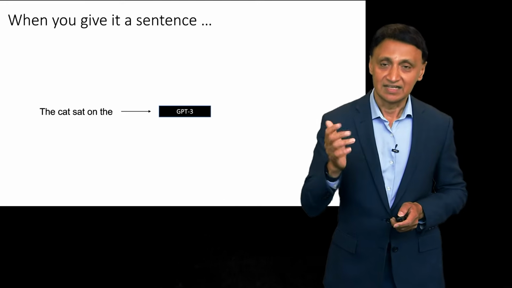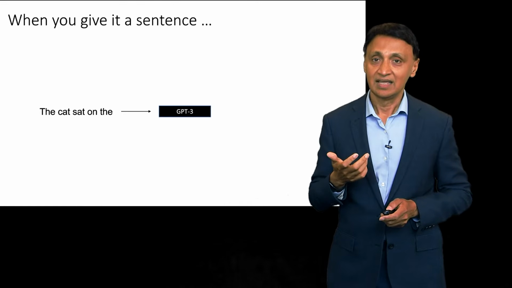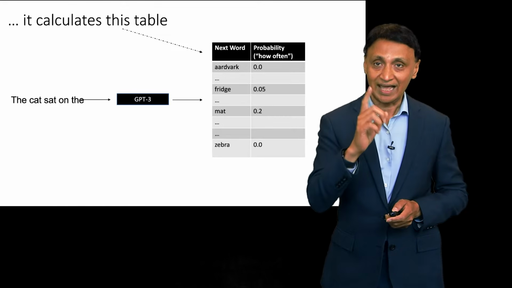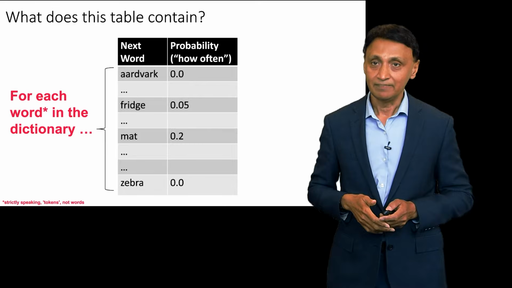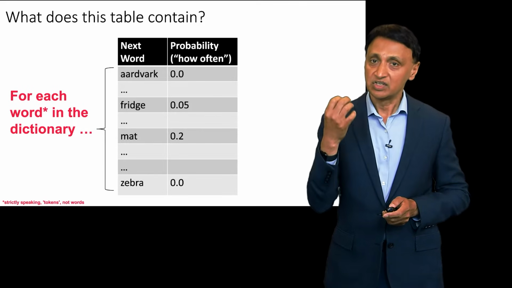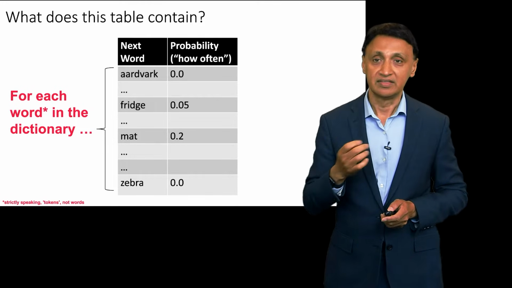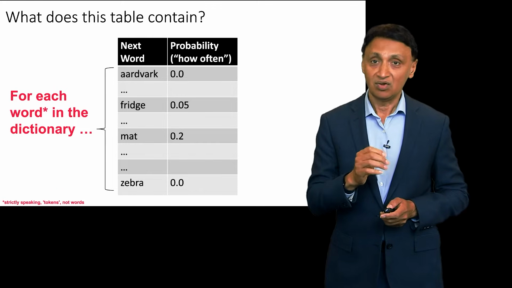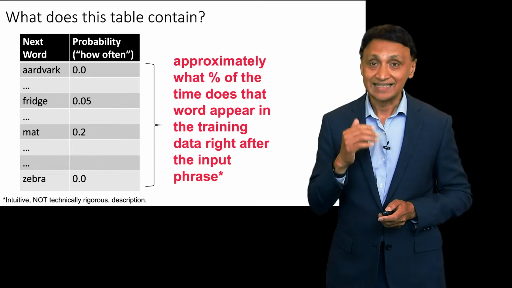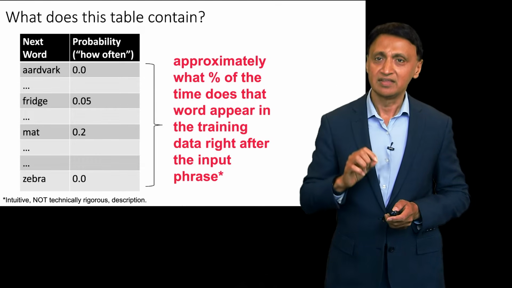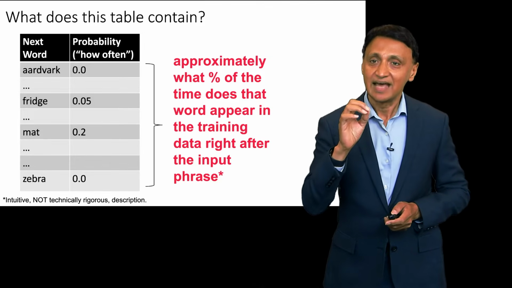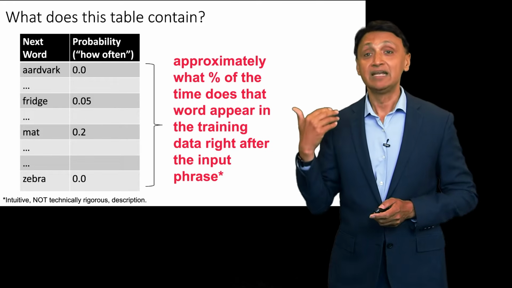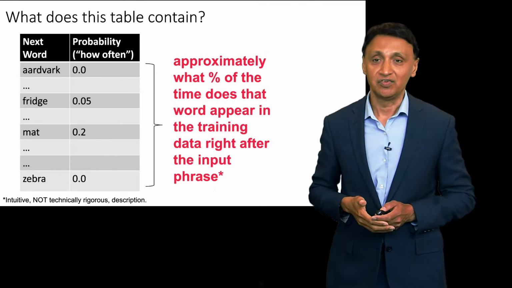You give it any sentence, it'll take that sentence, and then it'll use that sentence to calculate a table. This table has two columns, as you can see. The first column, there is a row in this column for every word in the dictionary. And the second column has a bunch of numbers, and the second column tells you, for every word in the dictionary, roughly what percent of the time does that word appear after the input sentence that you fed GPT-3.